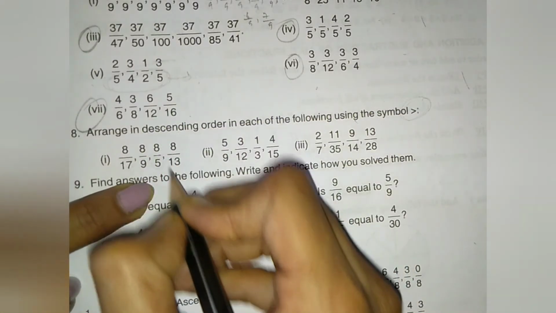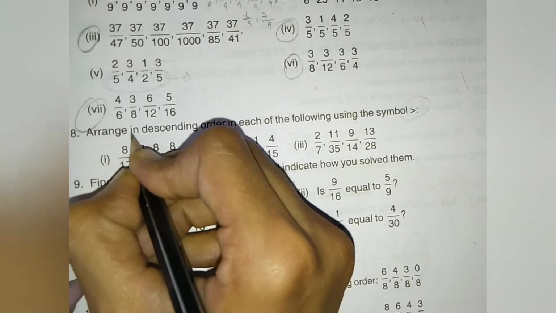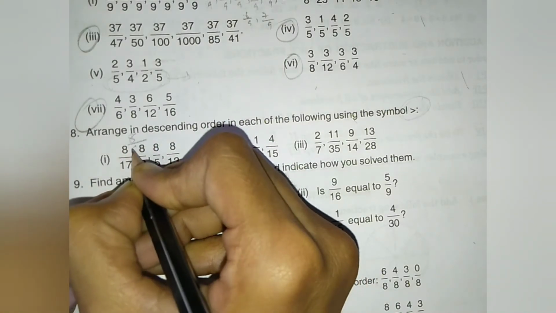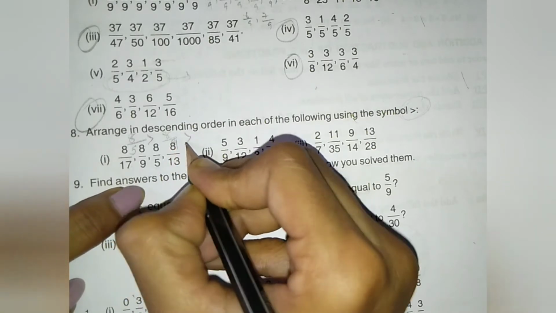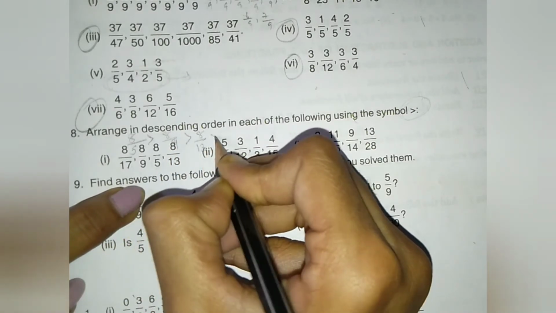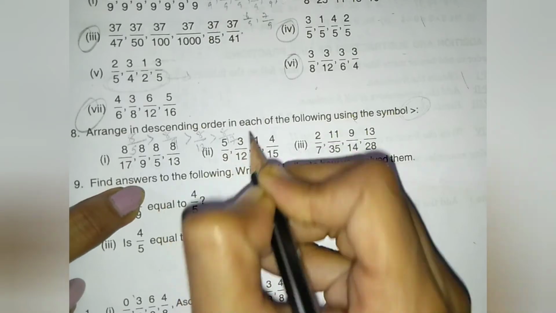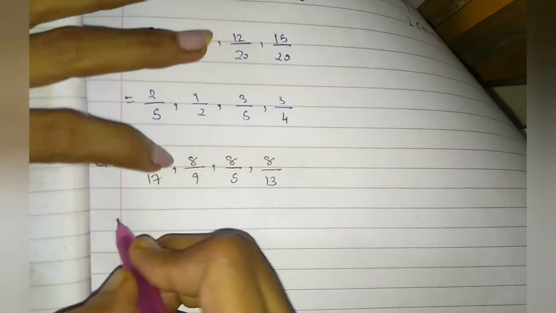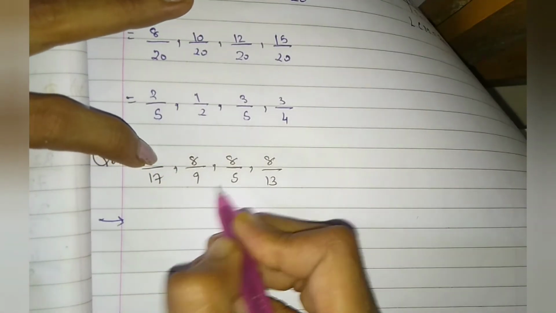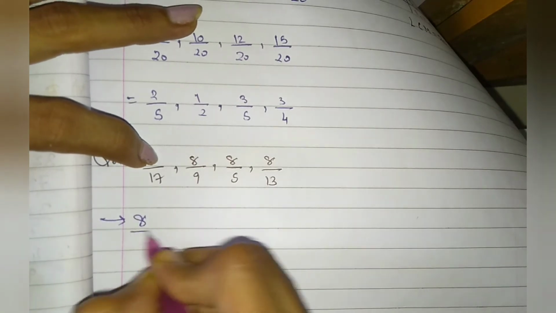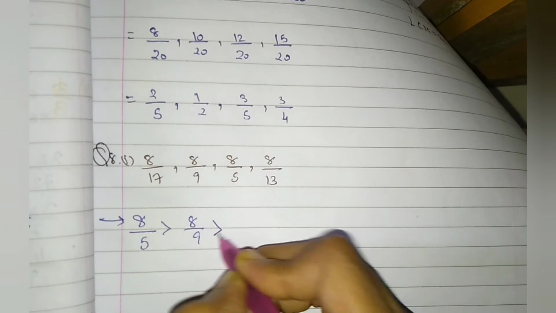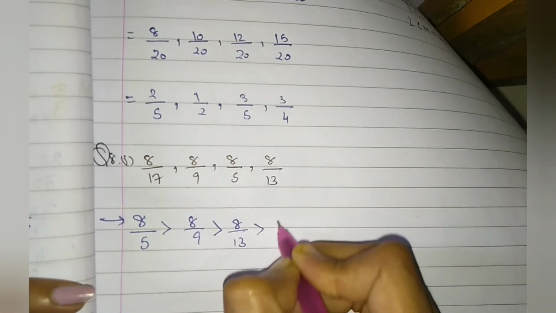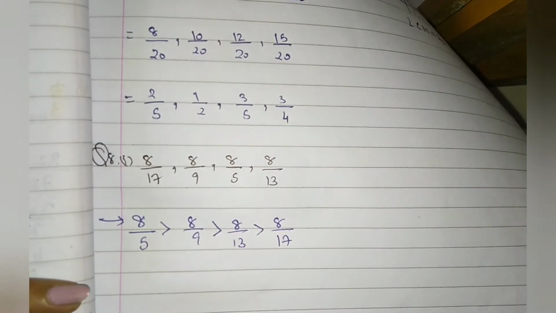So what will we write as the answer? 8/5 greater than 8/9 greater than 8/13 greater than 8/17. So whichever has the smallest denominator, that is the greatest fraction. So 8/5 greater than 8/9 greater than 8/13 greater than 8/17 is the answer.